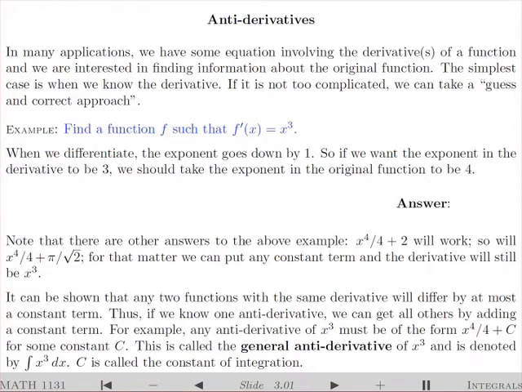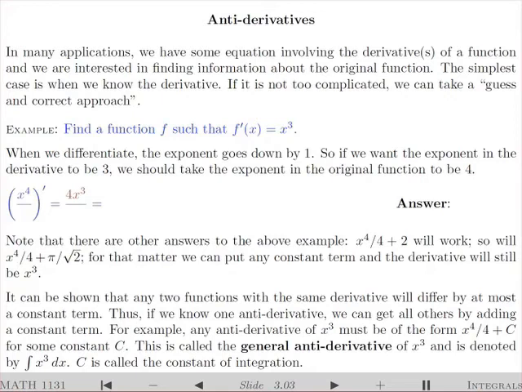I have a power function, so I think about what happens with power functions and differentiation. When I differentiate a power function, the exponent goes down by 1, which means that if the exponent is 3 after I differentiate, it should have been 1 more before I differentiated. The answer must have something to do with x to the 4. But the trouble is that the derivative of x to the 4 is actually 4x cubed, but I want just x cubed. So I need to get rid of the 4 in the coefficient.